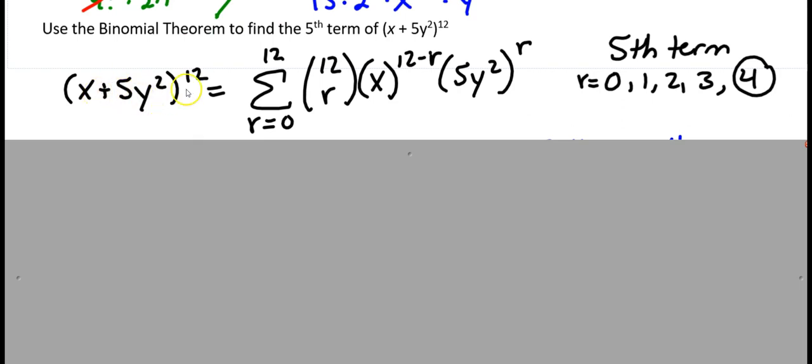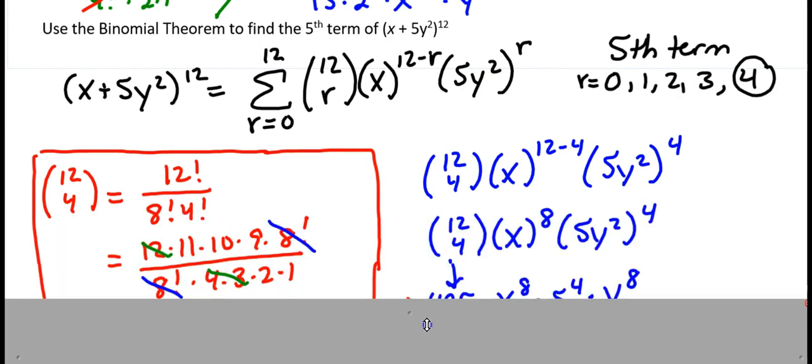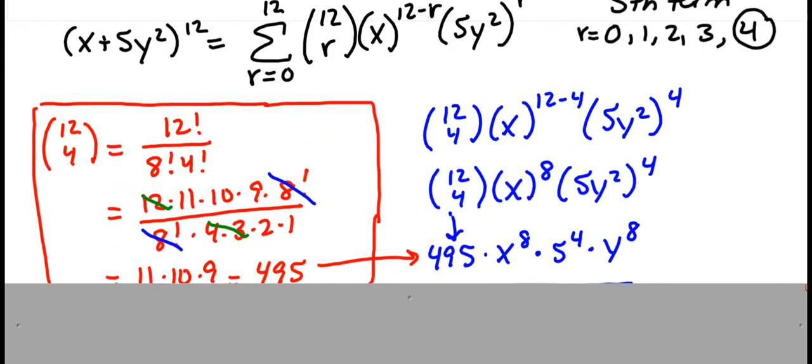x plus 5y squared to the 12th. Notice x is my a, 5y squared is b, and n is 12. So this is a polynomial that is going to end up with 13 terms. And I'm not going to have you do all 13 terms. I'm just going to have you find the 5th term, which is when r is 4. So I'm going to substitute 4 for r. Okay, so look at the blue side first over here, and kind of how I set this up.